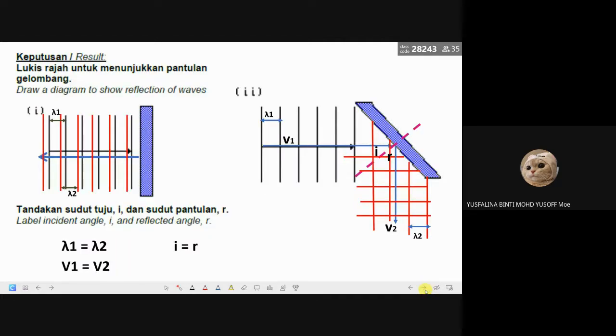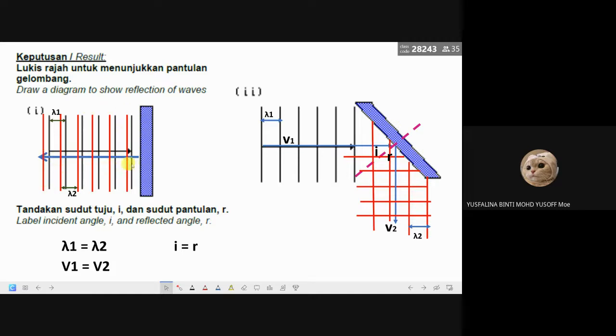Okay, so you already know how to draw the reflected wave. So this is another example of the reflection of wave. Just now we learned the reflection of wave when the barrier is in a vertical position. But for this one, let's say the barrier is like this. The direction of propagation comes from the left to the right. The red line is actually the reflected wave.